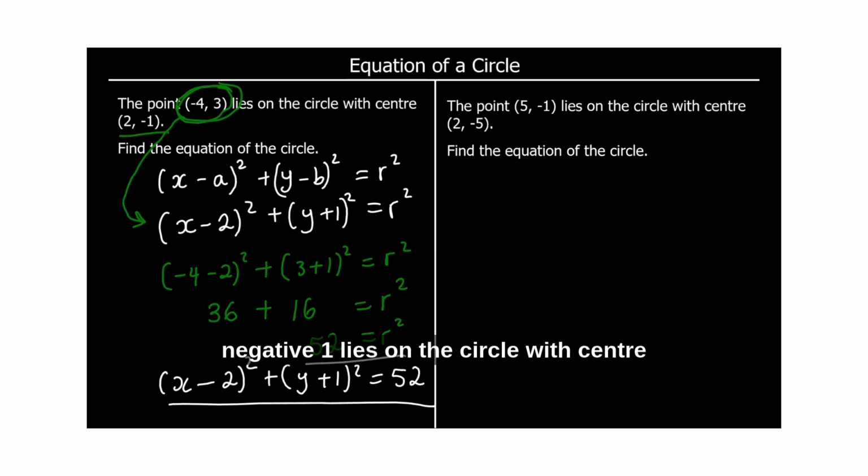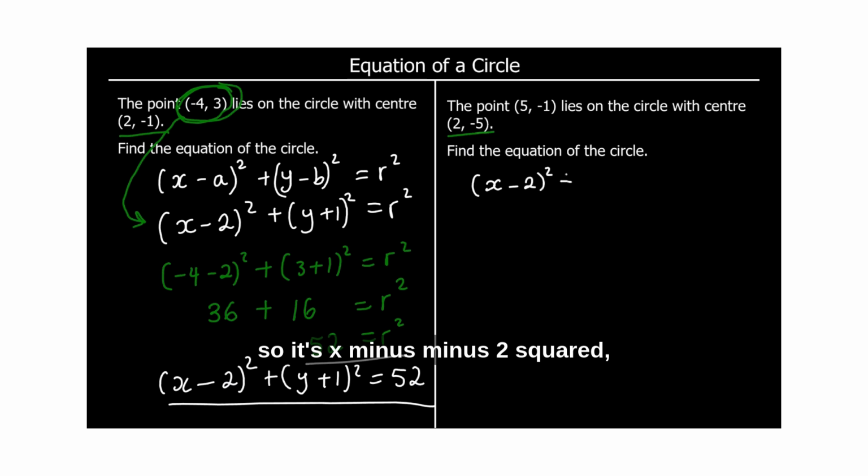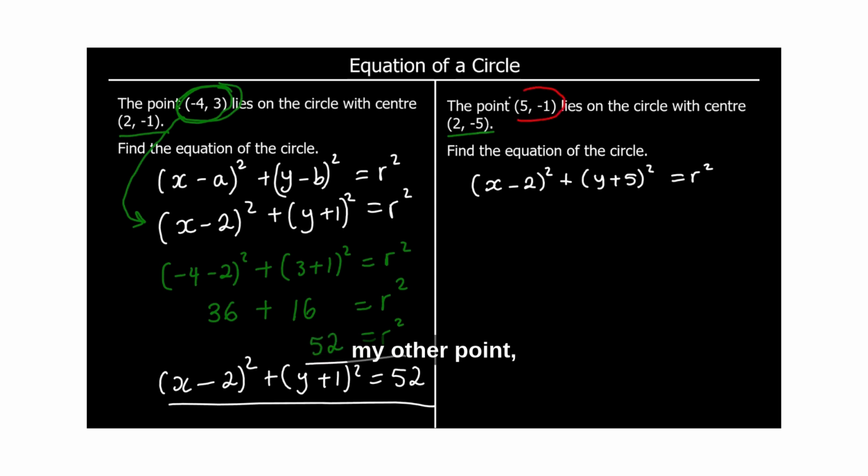So the point 5, -1 lies on the circle with center 2, -5. Find the equation of the circle. So we know the center, so we can write it in the form (x minus 2) squared plus (y plus 5) squared equals the radius squared. And then I can either substitute in my other point, 5, -1, or I could use Pythagoras to find the length, which will be the radius.